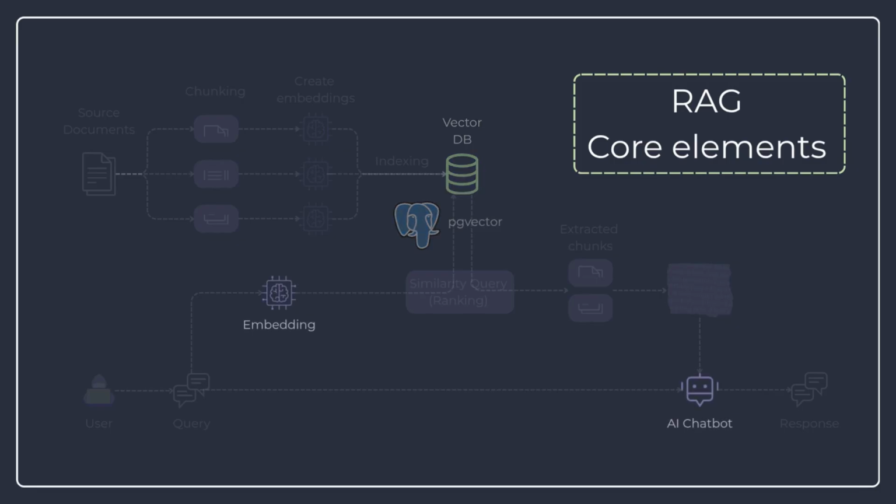Next are two AI models. First one is an embedding model. This is the AI model that turns our text into these numerical embeddings. And the second one is the actual AI chatbot. This is the model that generates the final answer for a user.